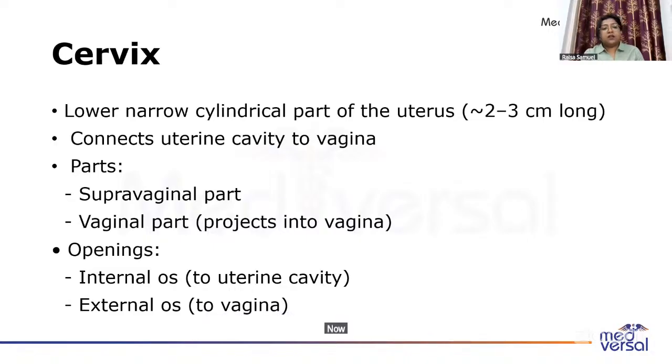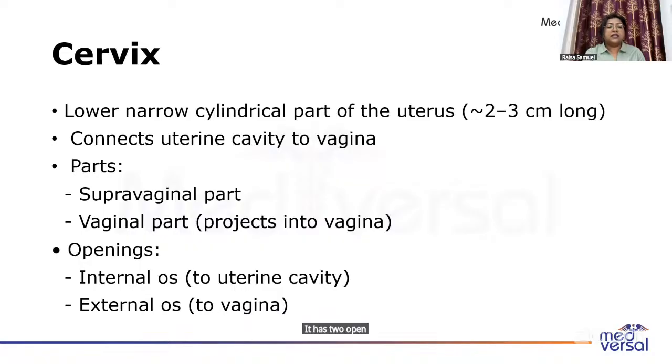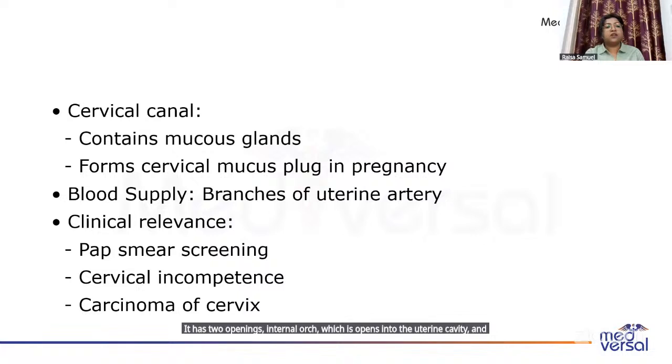Now the uterus connects to the lower narrow cylindrical part, which is the cervix, 2 to 3 centimeters long. It connects the uterine cavity to the vagina. What are the parts? Supravaginal part and the vaginal part, which projects into the vagina. It has two openings: the internal os, which opens into the uterine cavity, and the external os, to the vagina. The cervical canal has mucus glands and forms the cervical mucus plug in pregnancy.